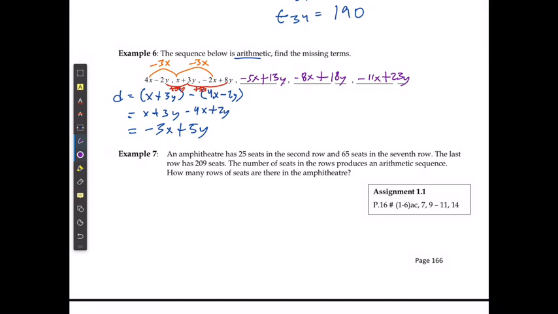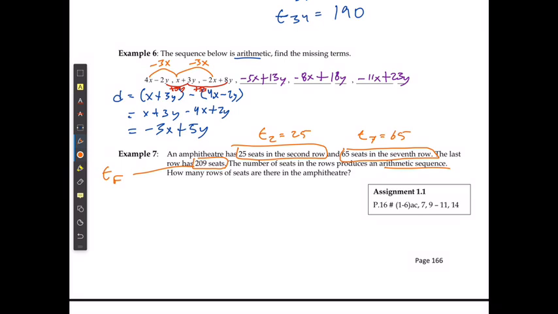For the last example, it's putting this into application. An amphitheater has 25 seats in the second row, which means that term 2 is going to equal 25. 65 seats in the seventh row, term 7 is equal to 65. And the last row has 209 seats. We can call that Tn or Tf for the final term. Doesn't really matter. The number of seats in the rows produces an arithmetic sequence. How many rows of seats are there in the amphitheater?